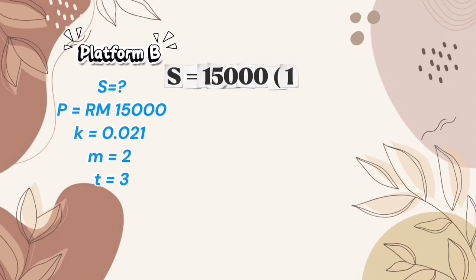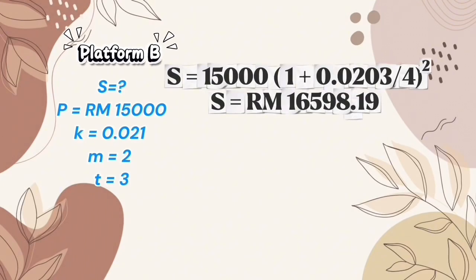P is 15,000, K is 0.021, M is 2, T is 3. For the first 5 years, platform B offers an interest rate of 2.03% compounded quarterly. We need to find S for the first 5 years first. 15,000(1 + 0.0203 divided by 4) and the N for the first 5 years is 20. Calculate it together and the answer is RM 16,598 ringgit 19 cents.